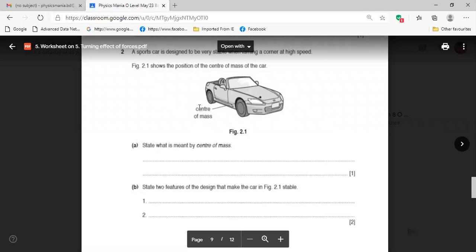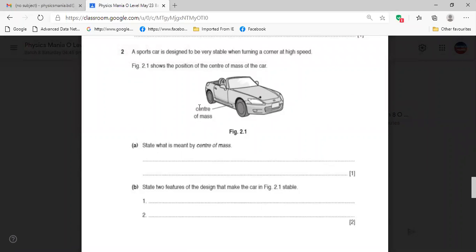Okay, let's start number 2. This car is designed to be very stable when turning a corner at high speed. Figure 2.1 shows the position of the center of mass of the car. State what is meant by center of mass.